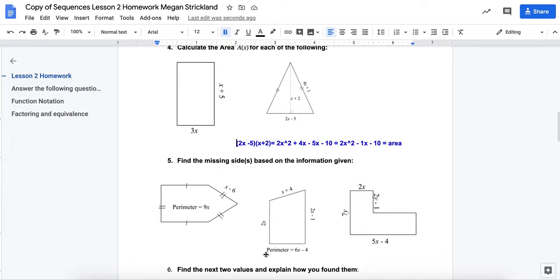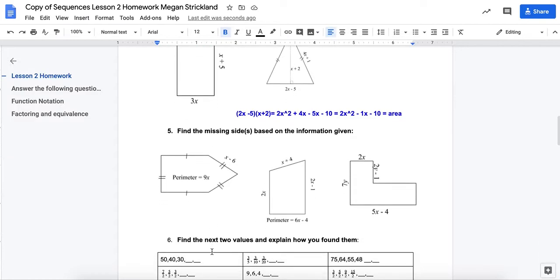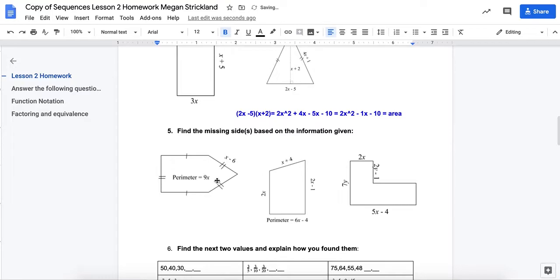This one, it says that the perimeter, so the total of the sides, is 6x minus 4. And it gives you these 3 sides. So if you took 6x minus 4 and subtracted these other 3 sides, you could get this base piece. And then this last one is the one I'm going to show to you. So notice that they have these tick marks. What that means is all of the double tick marks are going to be x minus 6. And my entire perimeter is 9x.